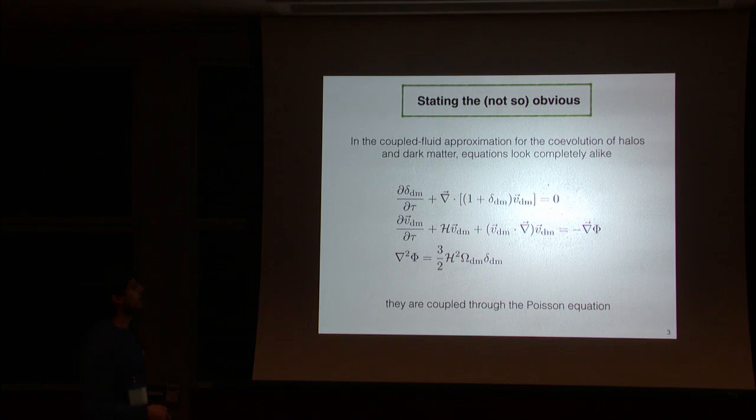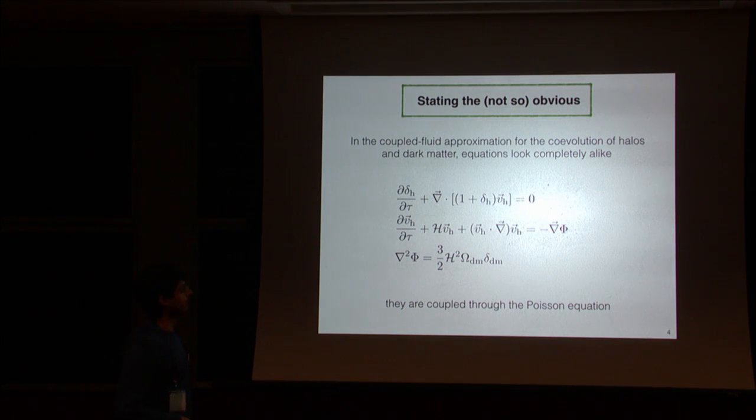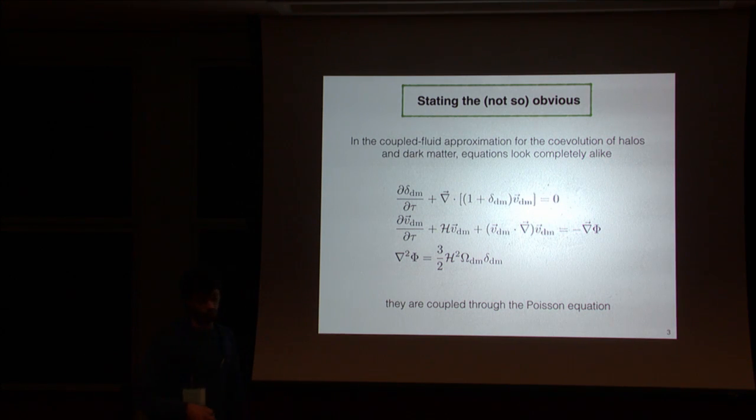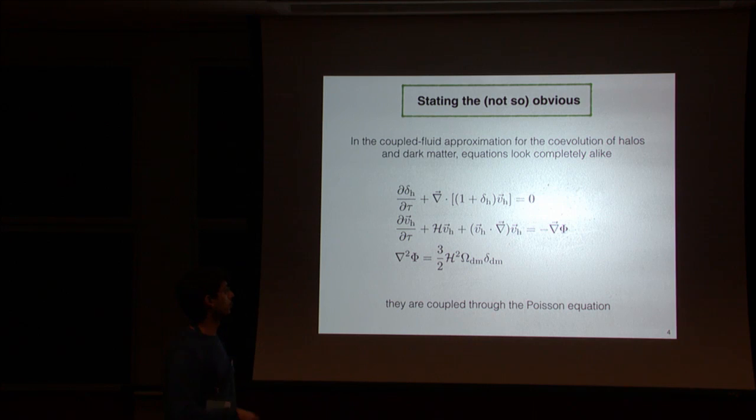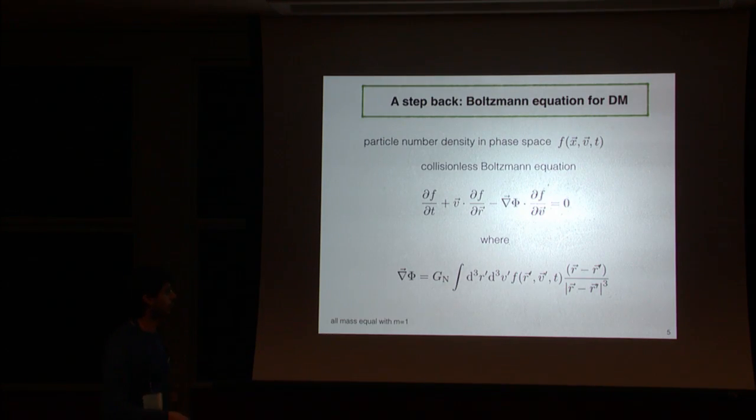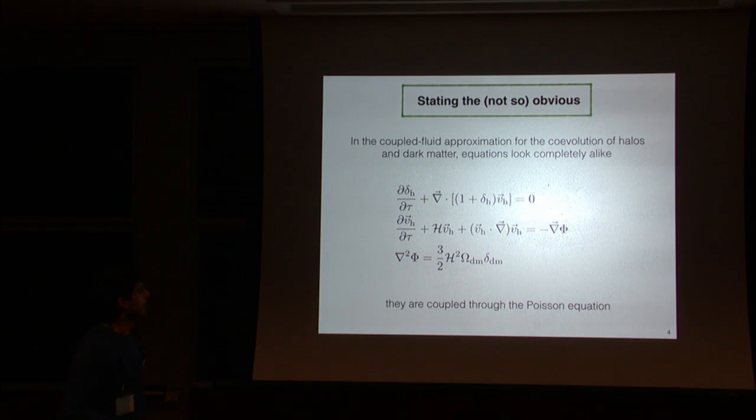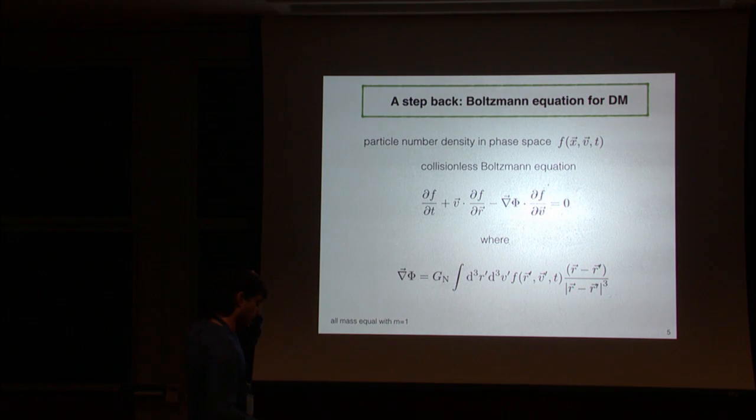So in general, we could think of defining evolution equations for halos as well as we do for dark matter. And the two fluids will be coupled through the fact that the Poisson equation is sourced by the whole dark matter field, also for halos. So, but let's take a step back.